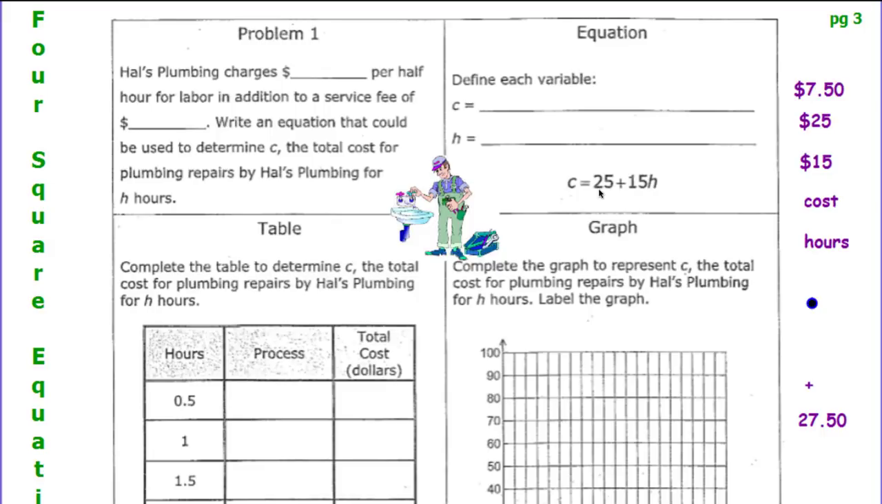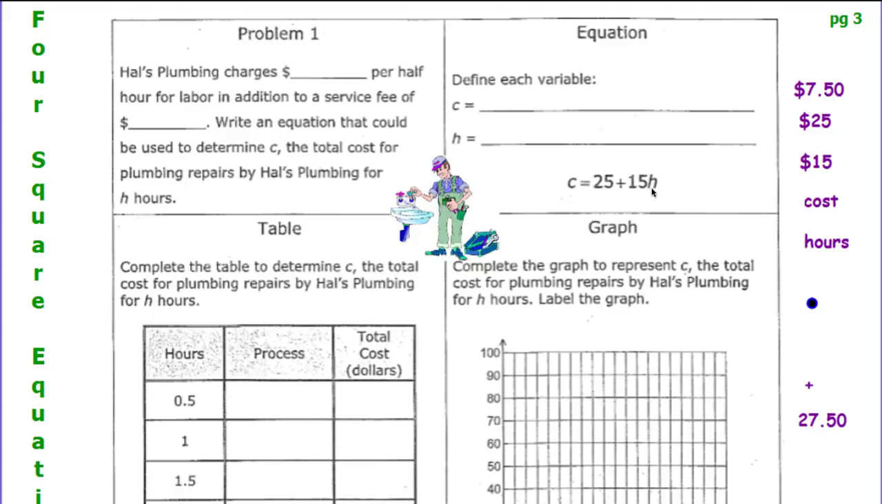And this time we're going to use the equation to help us fill in the rest of the information. So let's take a look. This is house plumbing charges. House plumbing charges something per half an hour for labor in addition to a service fee of something. Write an equation that could be used to determine C, the total cost for plumbing repairs by house plumbing for H hours. So let's go back here. Let's go to the equation.